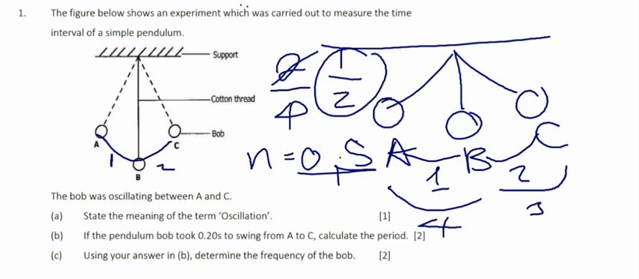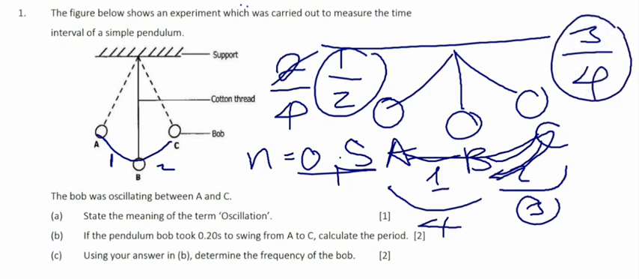Now, suppose a bulb moves from A up to C and back to B. What will be the number of oscillations? In this case, we just consider the number of moves the bulb has covered. It has covered 3 moves, so the favorable outcomes here are 3, divided by the total, which is 4. When you divide, you get the number of oscillations.